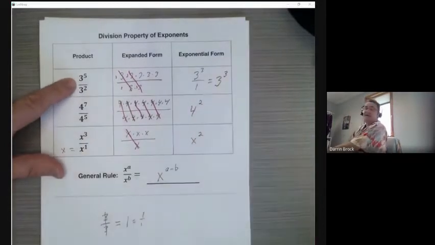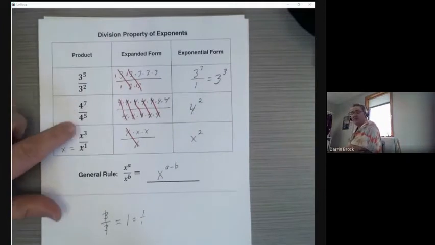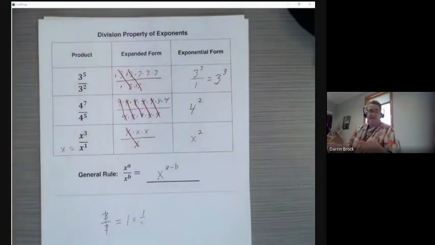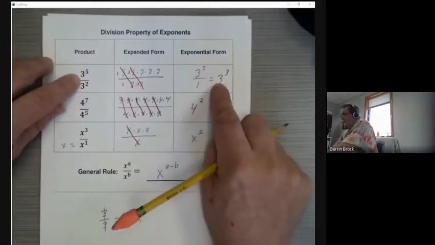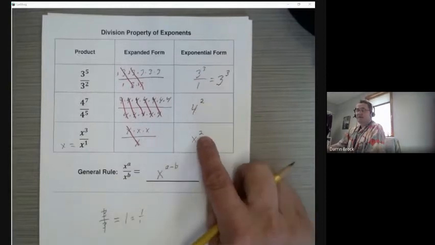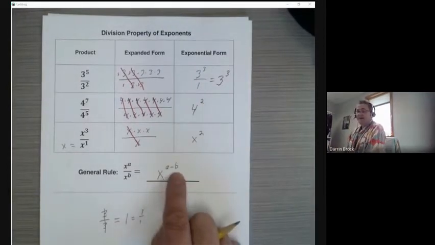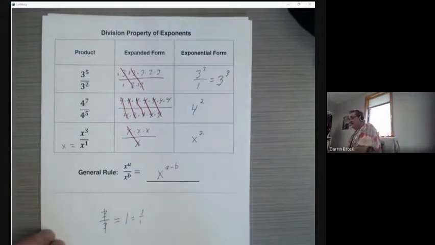These have to be the same base to start with, or this doesn't even work, right? If they're not both 3s, not both 4s, not both x's, you can't simplify them. But you can simplify them this way. Keep the 3, subtract the exponents. Keep the 4, subtract the exponents. A minus B. All right.